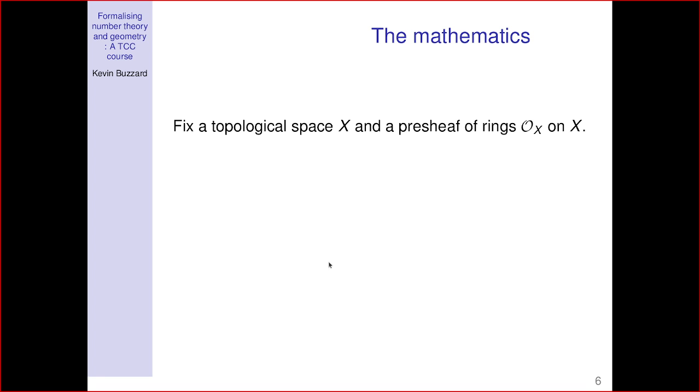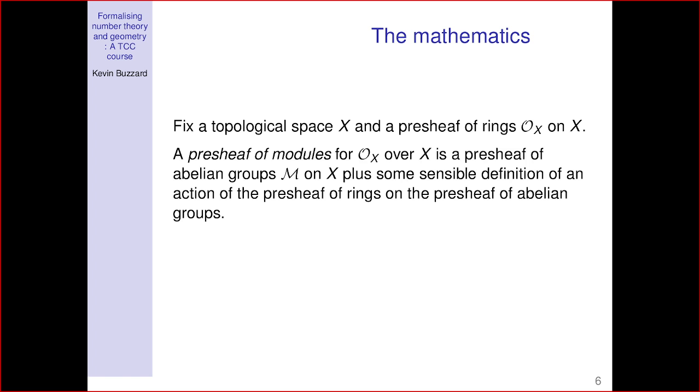So now the question is, how's that going to work in this sheafy world? So let's fix a topological space and a presheaf of rings. So that's a ring attached to every open set. And then a presheaf of modules is going to be, firstly, a presheaf of abelian groups. So O_X is our presheaf of rings. We're going to have a presheaf of abelian groups called M. And then we need some kind of sensible definition of what it means for the presheaf of rings to act on the presheaf of abelian groups.